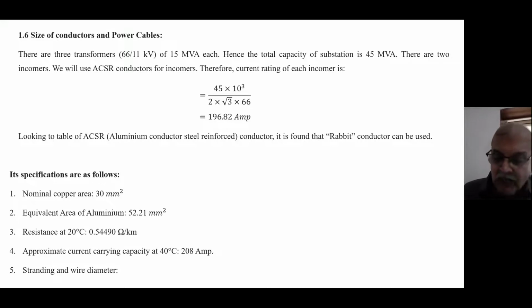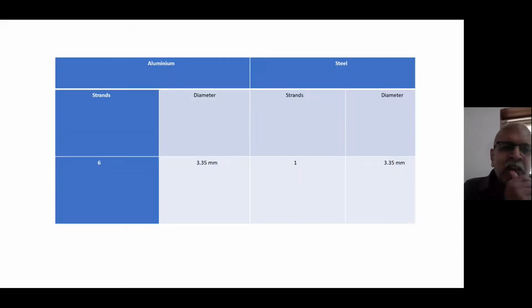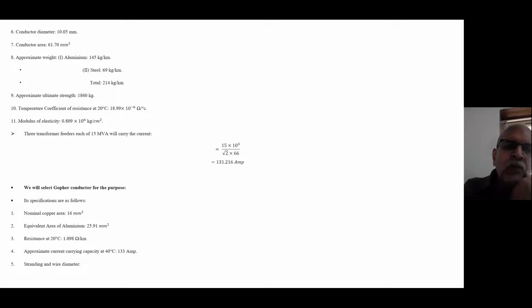Stranding and wire diameter. What are the stranding and wire diameter? For aluminium there are 6 strands, and the diameter of each strand is 3.35 millimeter. The middle conductor is steel, a single strand with a diameter of 3.35 millimeter. This is the standard. And if we go further, the total conductor diameter is 10.05 millimeter.